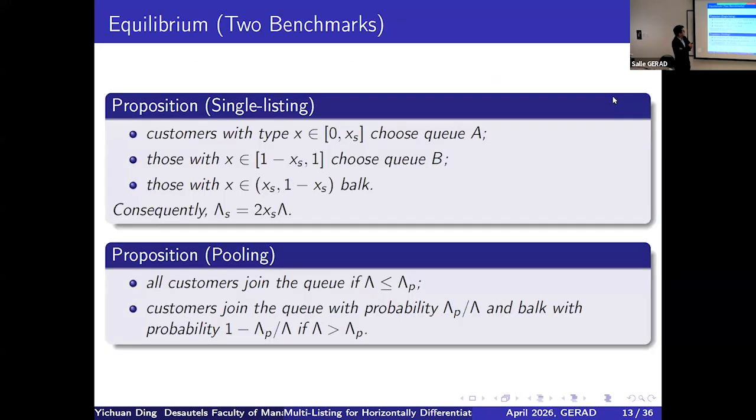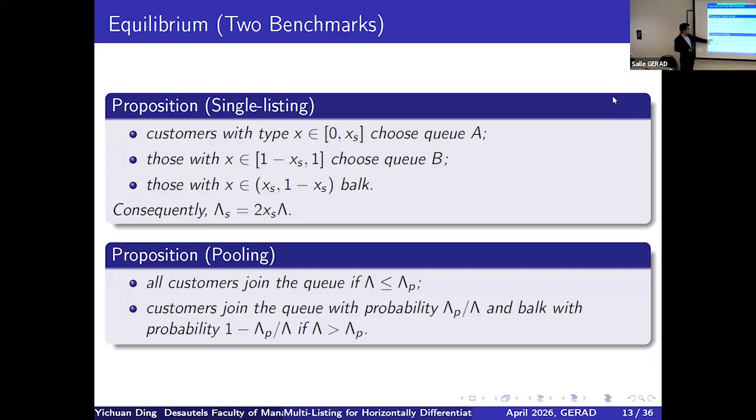Okay, then let's start studying the equilibrium. For single listing and pooling, the equilibrium is very straightforward, so I will not spend too much time. For single listing, people on the very left-hand side choose QA. People who prefer the other server will choose QB. Some people in the middle may balk, depending on the parameters. If it is very congested, then some people in the middle will balk, because they are less enthusiastic towards both servers, so they are the people most likely to balk. Okay, so that's single listing.